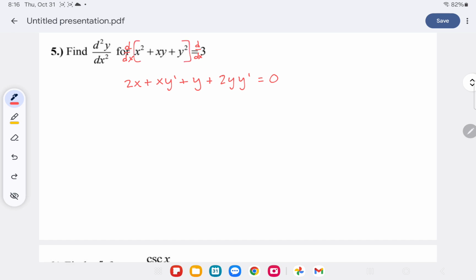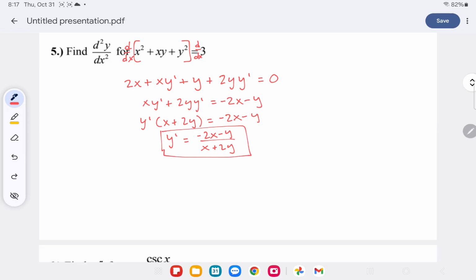All right. Now because we're looking for the first derivative, I'm going to group my first derivative terms. Anything with a first derivative piece on one side of the equal sign, and I'm going to move everything else to the other side of the equal sign. I'm going to factor out that y prime, and then I'm going to divide to get y prime by itself. So if we were looking for the first derivative, we would be done at this step. But it asks for the second derivative. That's what those little squares mean.